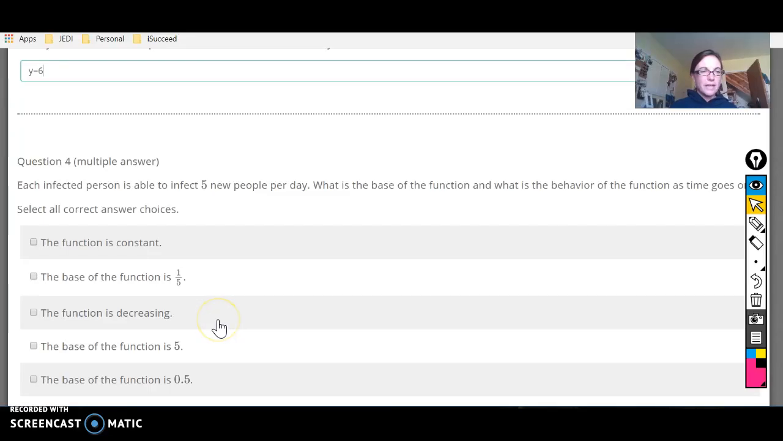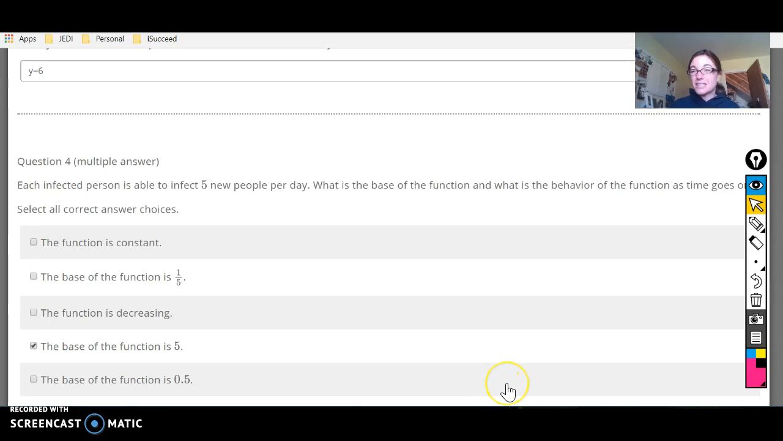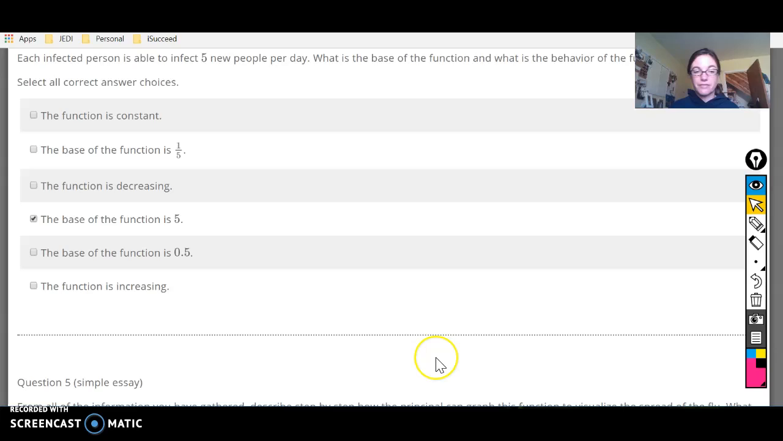Each infected person is able to infect 5 new people per day. So we identified that the base of the function is 5. Those 5 additional people are affected every day, so then they can go on and affect more people, but that's why we added the 2 in front of it, because it's only 2 of those 5 people that are going to affect more people.